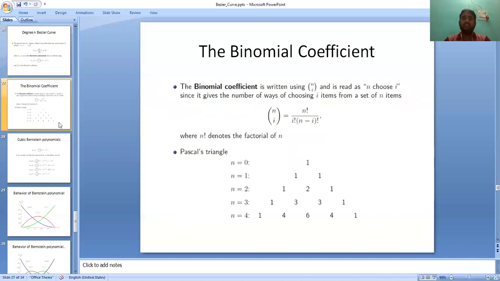So n choose I can be calculated as factorial n upon factorial I into factorial n minus I. And this can be calculated with the help of Pascal's triangle. When n is equals to 0, there will be single value 1. When n is equals to 1, there will be two values 1 and 1. When n is equals to 2, we have 1 2 1. When n is equals to 3, 1 3 3 1. And when n is equals to 4, 1 4 6 4 1.